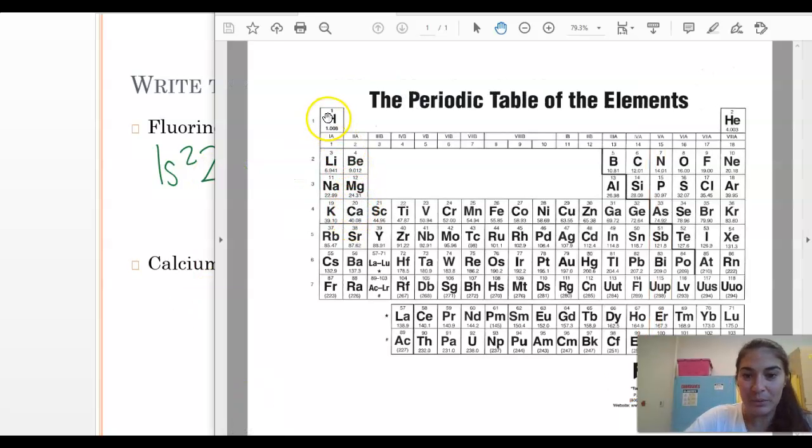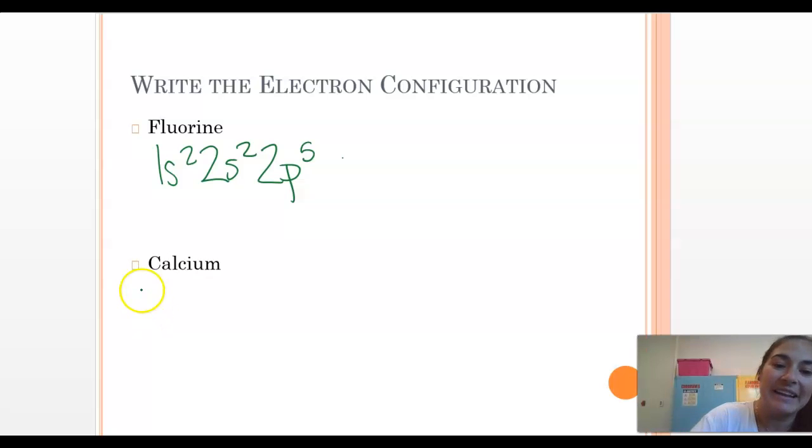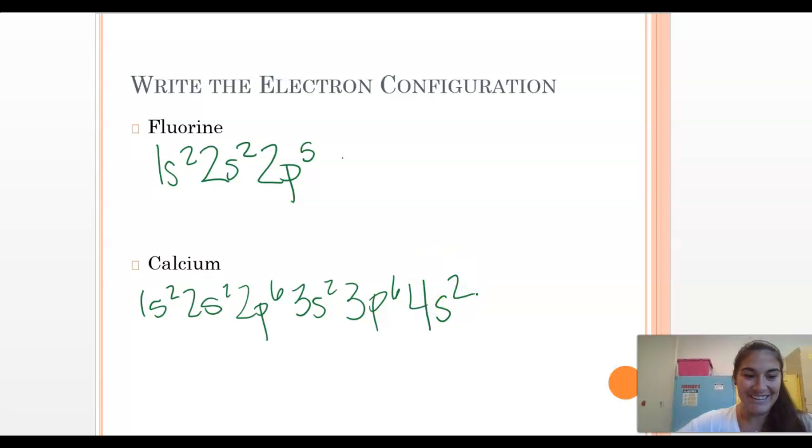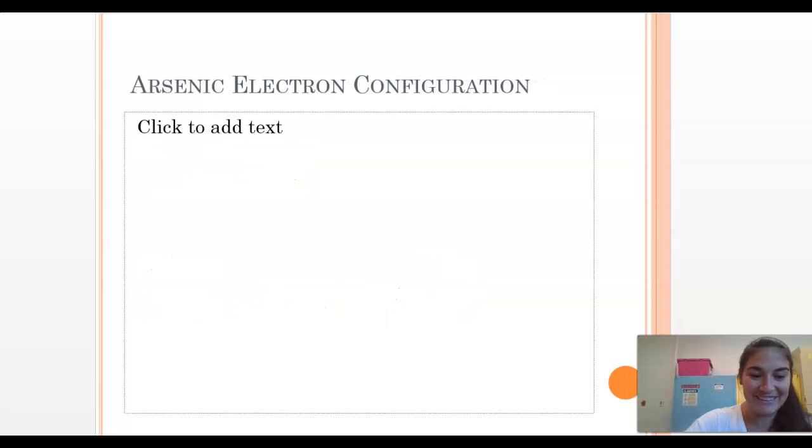Right, calcium. Here it is. 1s, 2. 2s, 2. 2p, 6. 3s, 2. 3p, 6. 4s, 2. Again, that was 1s, 2, 2s, 2, 2p, 6, 3s, 2, 3p, 6, 4s, 2. Go ahead and do arsenic.